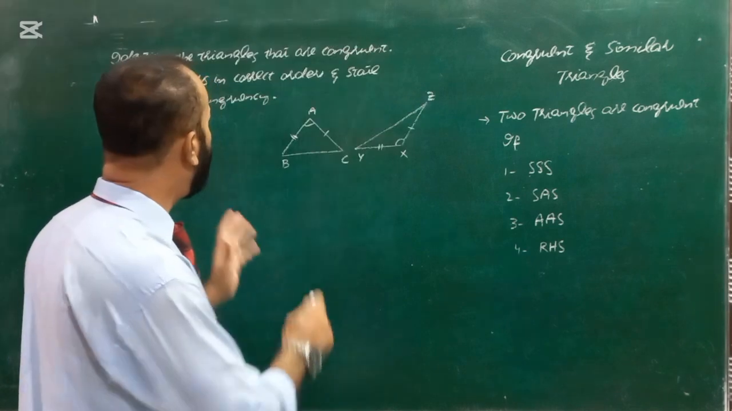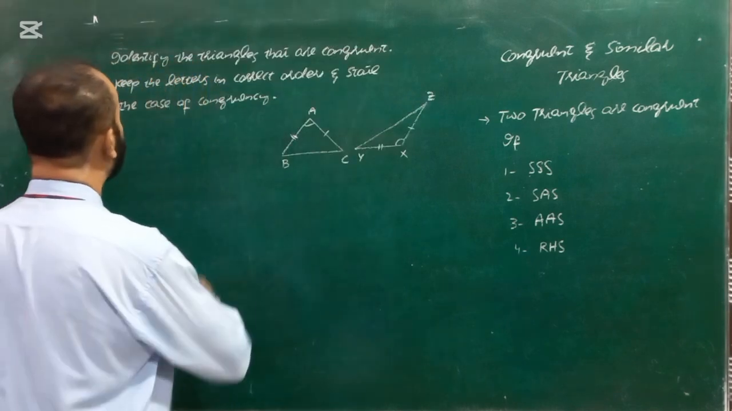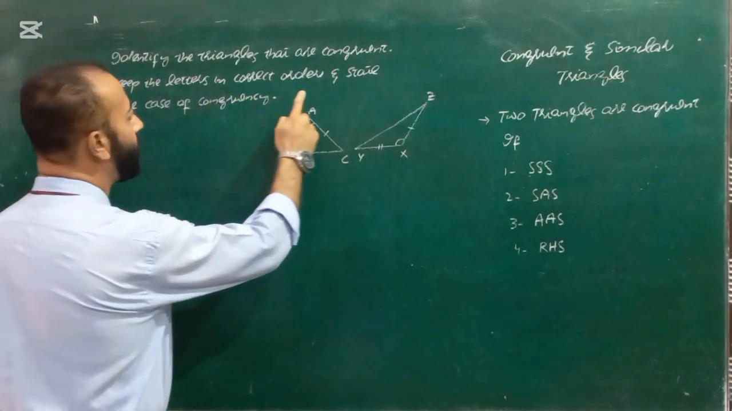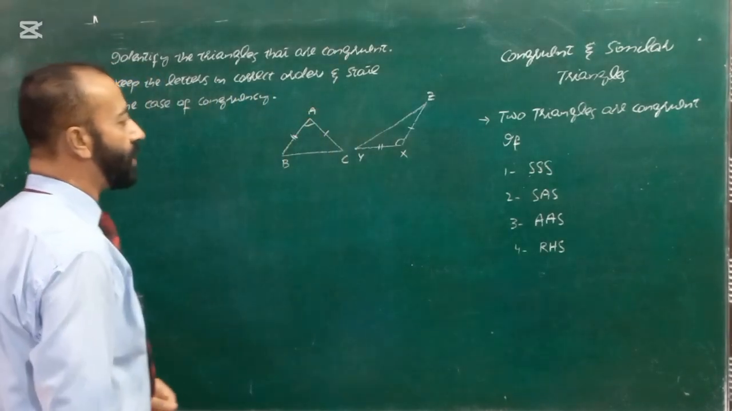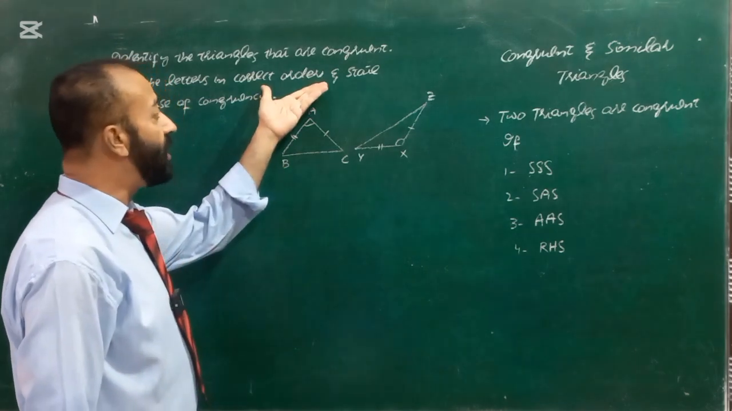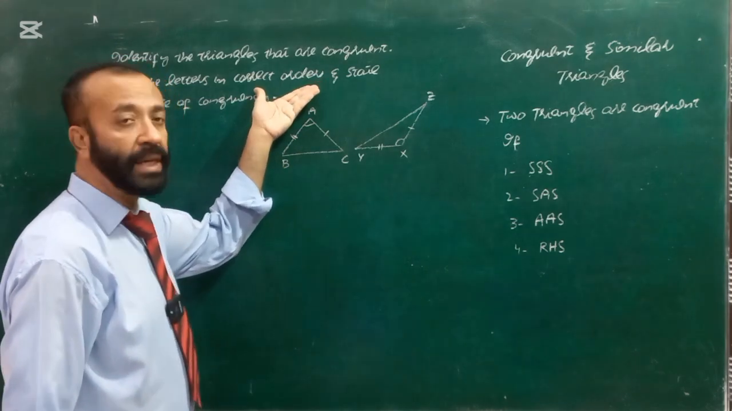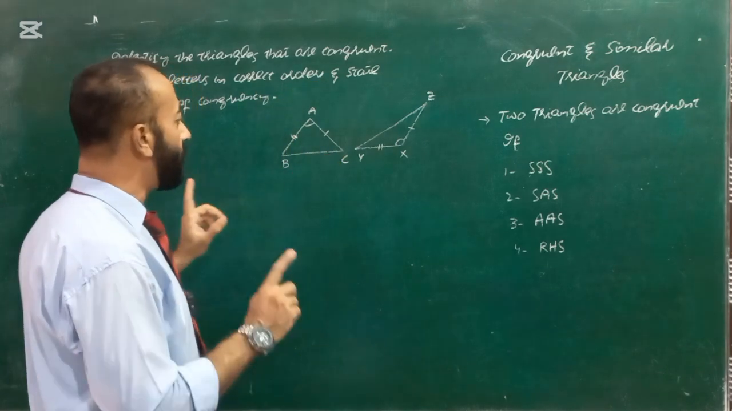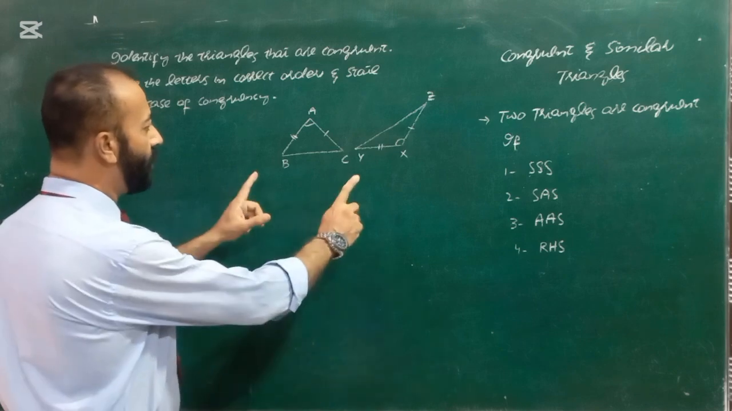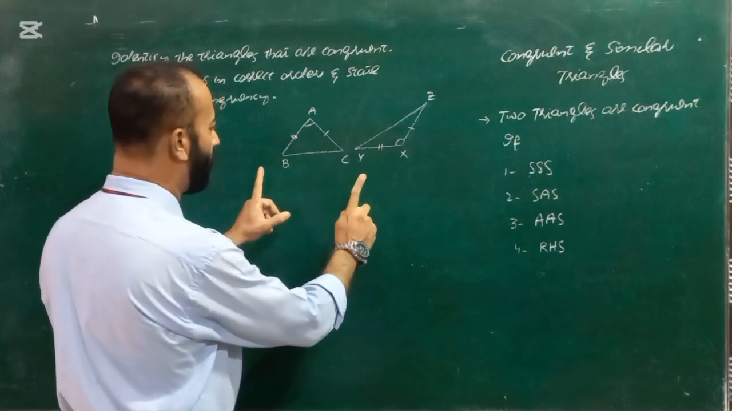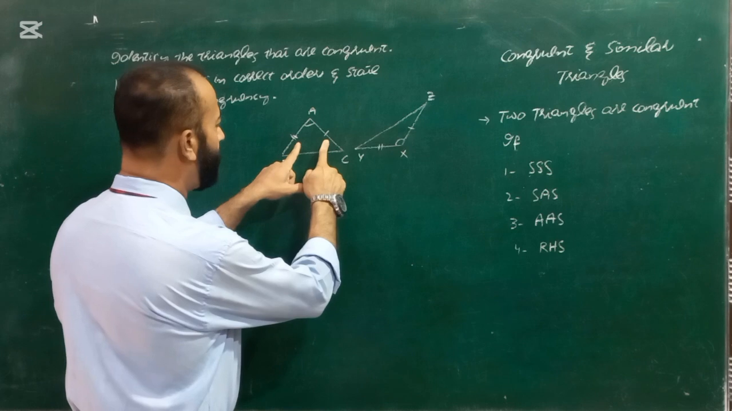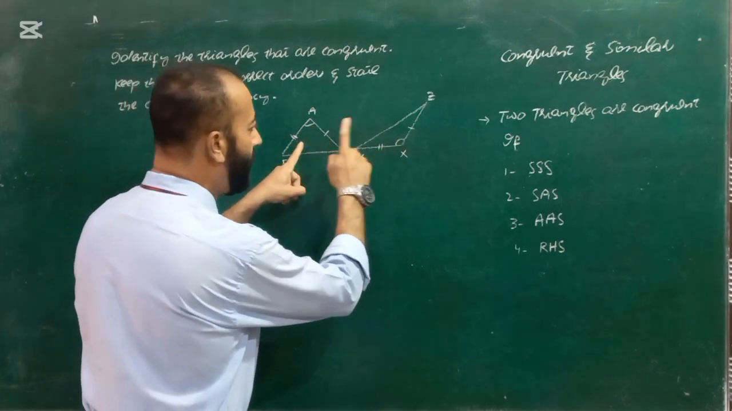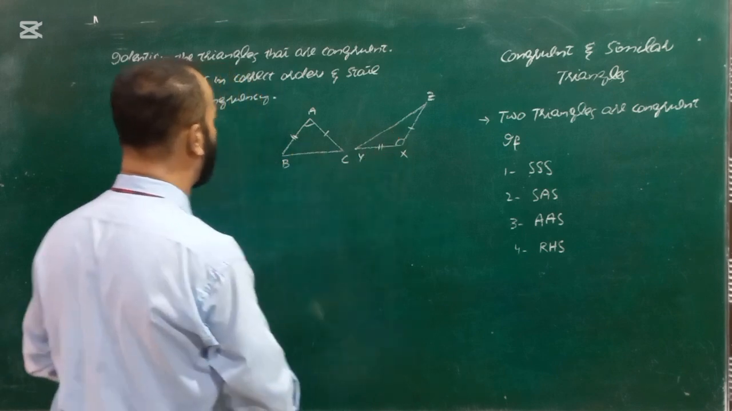Here is a question, and the statement of the question is: identify the triangles that are congruent, keep the letters in correct order, and state the case of the congruency. It is very necessary to keep the letters in correct order. So concentrate. These two triangles are congruent because two sides and their included angle in one triangle are equal to those in the other. That's why these two triangles are congruent.